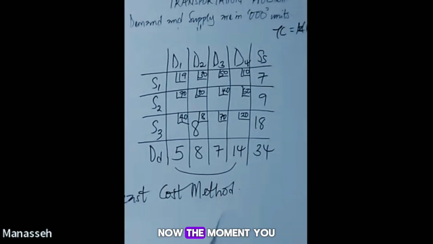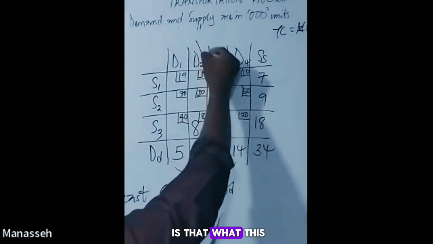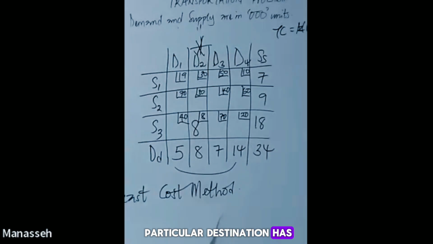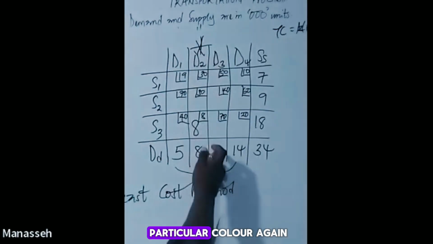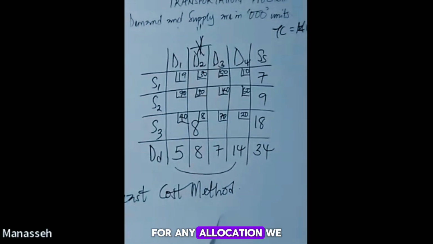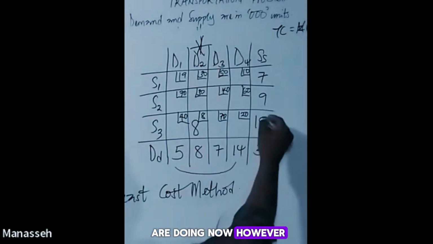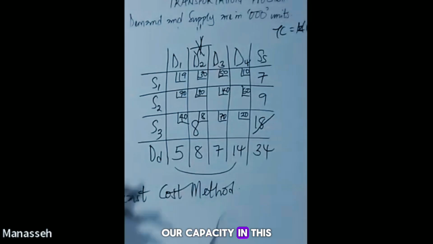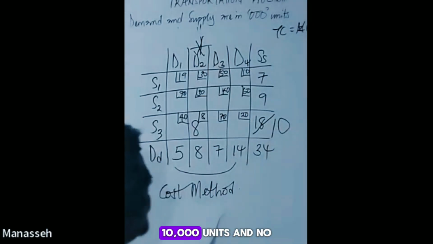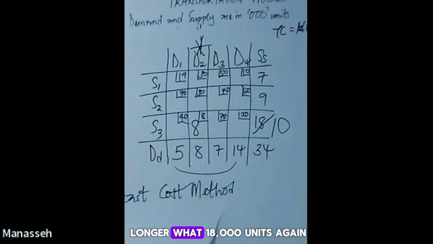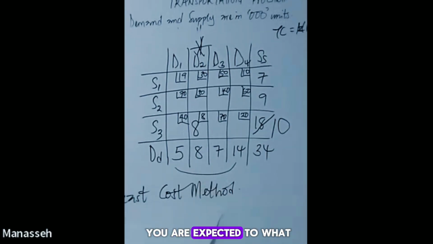Now, the moment you give your 8,000 units, what you will notice is that this particular destination has been met. The demand of that particular destination has been met, which means we can't consider this particular column again for any allocation we are doing. However, our capacity in this particular source 3 is going to reduce to 10,000 units and no longer 18,000 units.